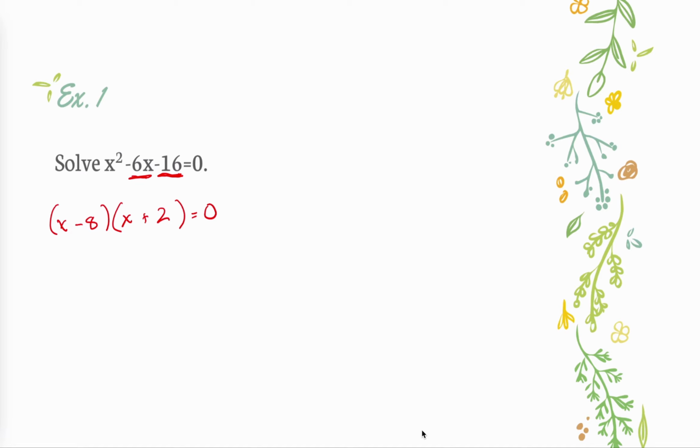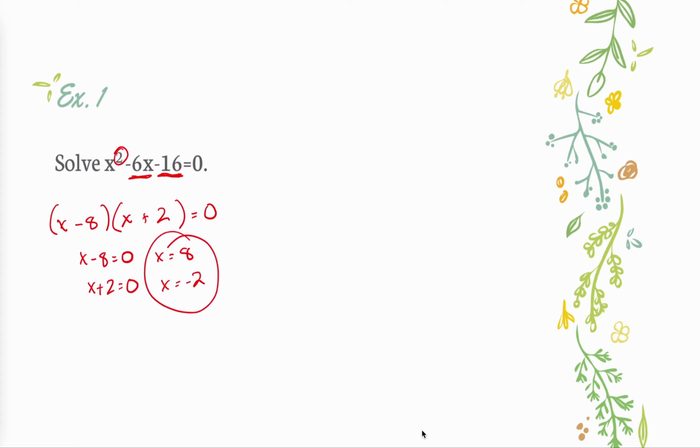Now, if we've got 2 things multiplied together that multiply together to be 0, one of them has to be 0. So either x minus 8 equals 0 and x equals 8, or x plus 2 equals 0 and x equals negative 2. We get 2 solutions, which makes sense, since it's a degree 2 polynomial, so there should be 2 solutions. We got 2. Awesome.